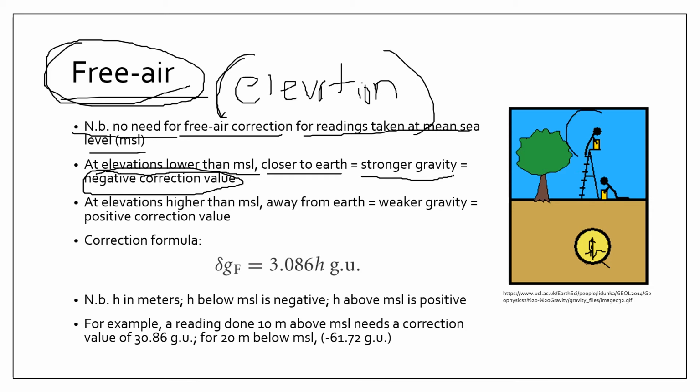Now, if your reading was done at an elevation higher than your sea level, then your station is slightly away from the Earth, and therefore you have a weaker gravity. And to compensate for that, you have to add a positive correction value.